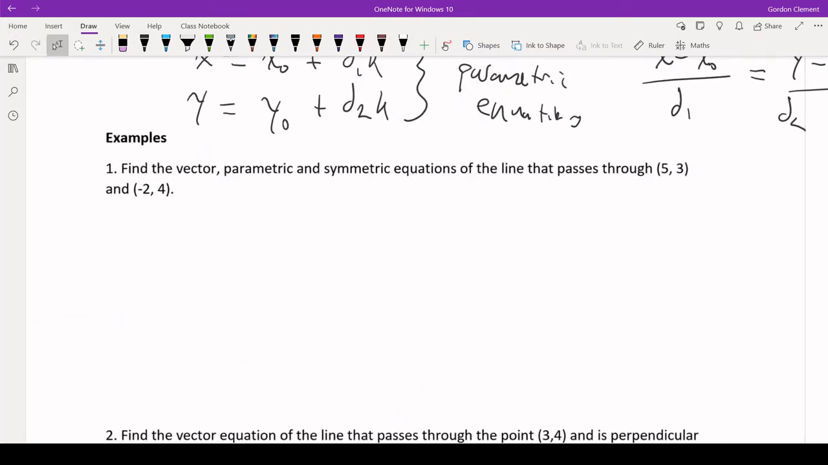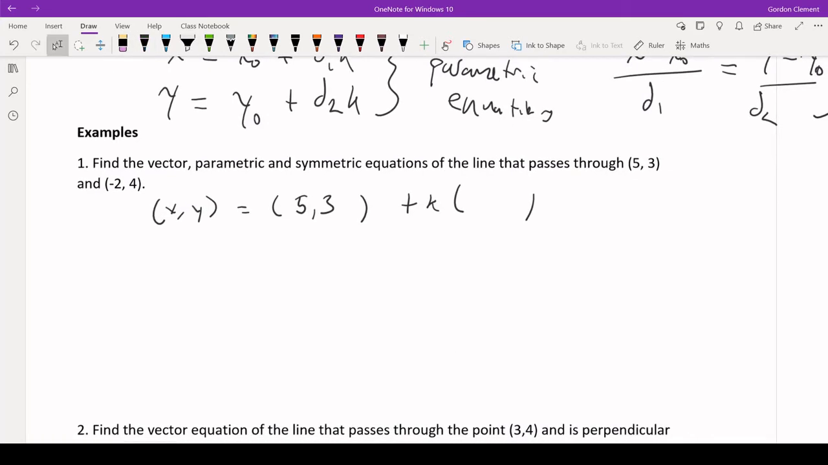Okay, so find the vector, parametric, and symmetric equations of a line that passes through these two points. In order to get a vector equation, I need a starting point and I need a direction vector. For a starting point, I've got two choices. I can pick (5, 3). I could also pick (-2, 4). I'd get the exact same line. For the direction vector, if I call that A and that B, I need something that points along the line. Neither of those are vectors, they're points. To make a vector, I could connect those two points with, say, the vector AB, which would be B minus A.